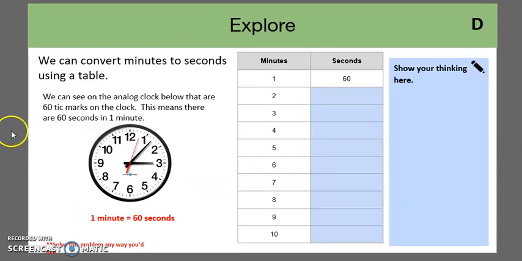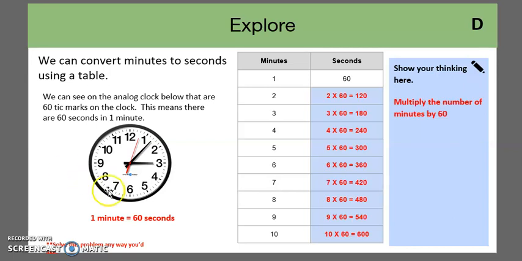So here we can convert minutes to seconds using the table. Think about how you would complete this table. We know that 1 minute equals 60 seconds. Think about how you would complete 2 minutes. How many seconds would that be? 3 minutes, how many seconds? And so on to 10. Okay, so pause the video and we'll compare your answers to the ones on the next slide.